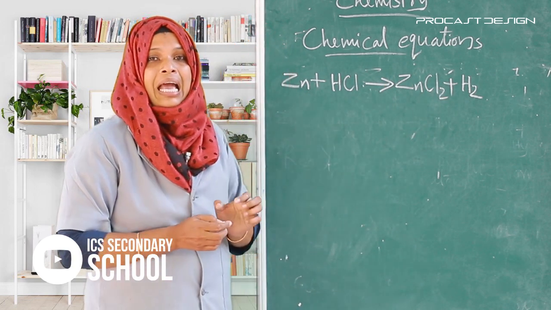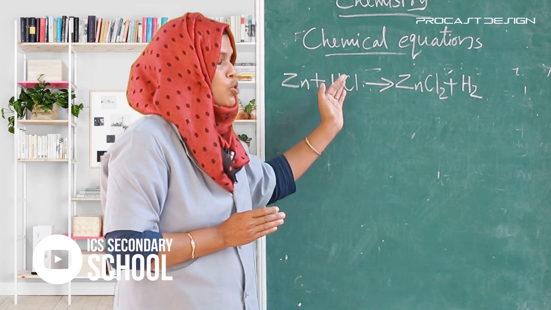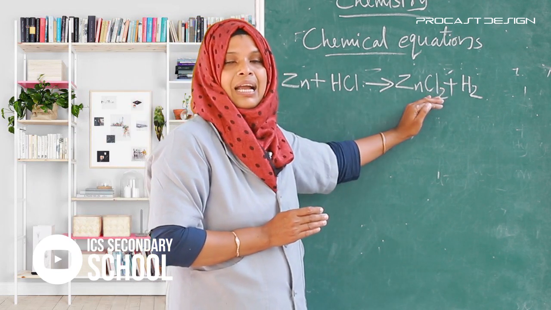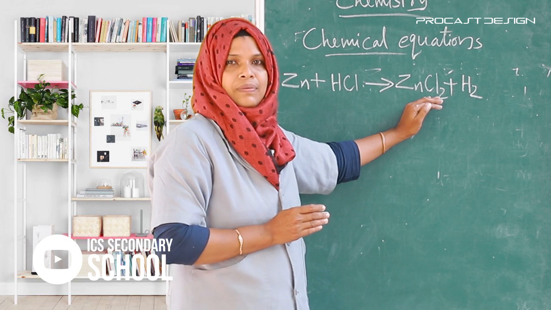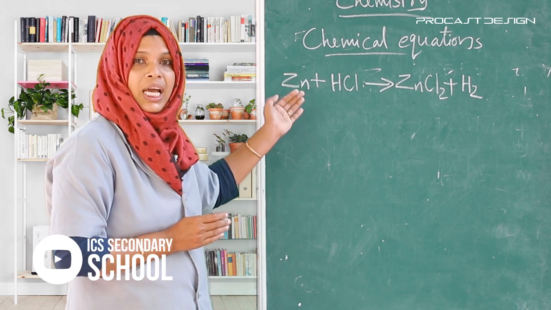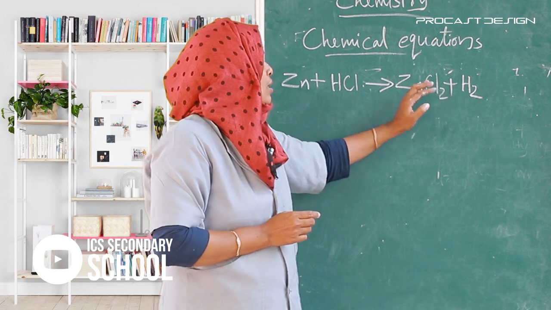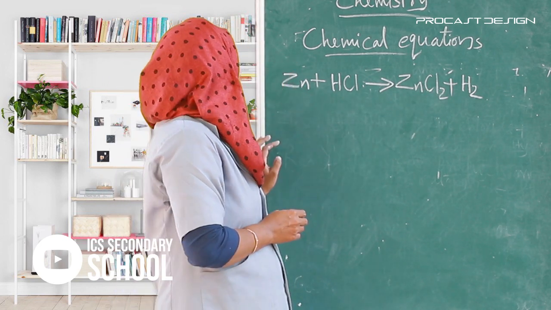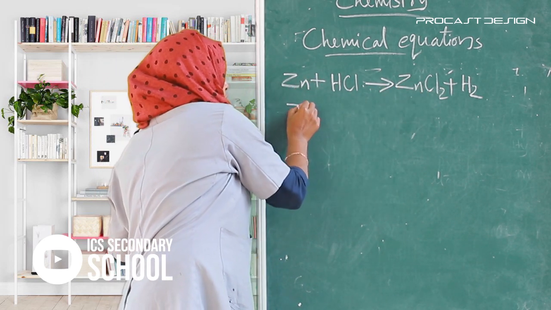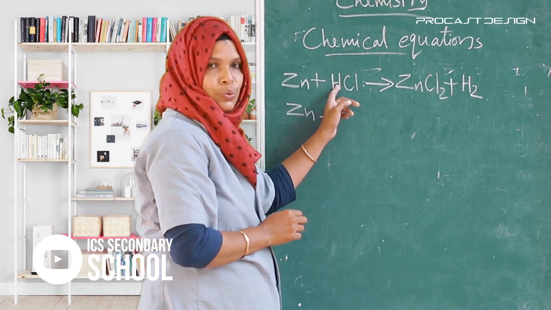Then the number of identical atoms should be equal on the reactant and product side. Then we can rewrite the equation. First, the number of zinc atoms on the reactant and product side are equal. Then consider hydrogen. The number is 2 here.